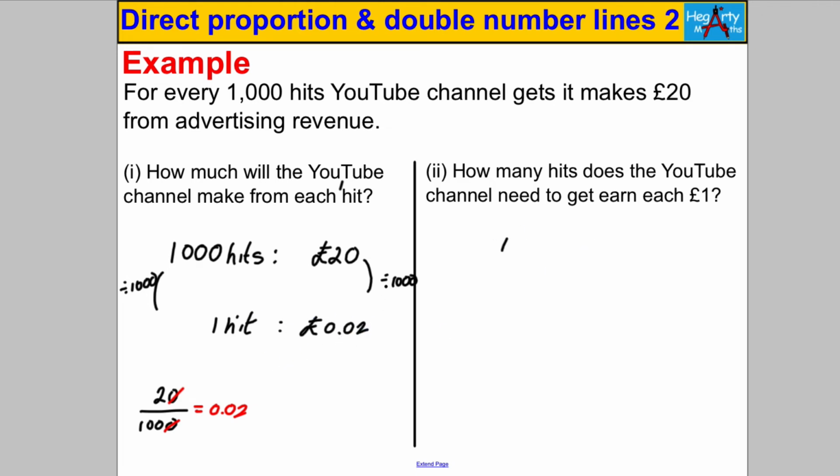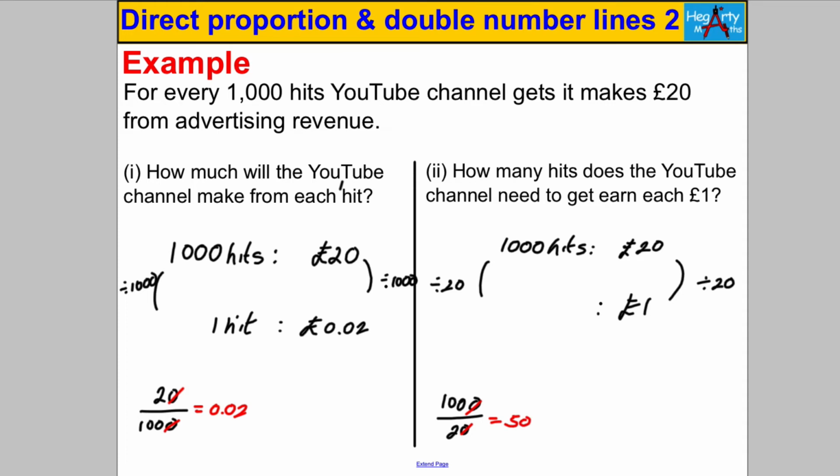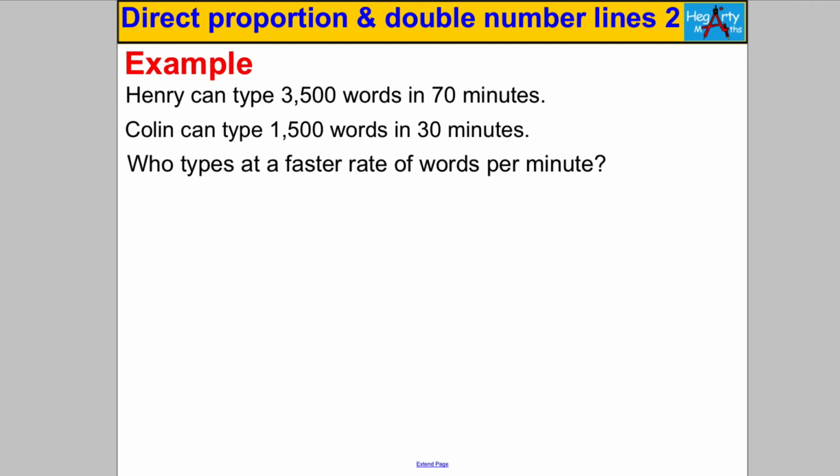The other way around, you would again write your same ratio. 1,000 hits, or the same rate, is £20. This time you're asked how many hits does the YouTube channel need to get to earn £1. So if you want that to be £1 there, you've got to do 20 divided by 20 to get 1. Similarly, you're going to have to do 1,000 divided by 20. So you can go off here and think of 1,000 divided by 20. You could divide the top and bottom by 10, and it's the same as 100 divided by 2, which is 50, right? So therefore 50 hits is getting you £1. Alright, and we're done. Next question. Pause the video, have a go.